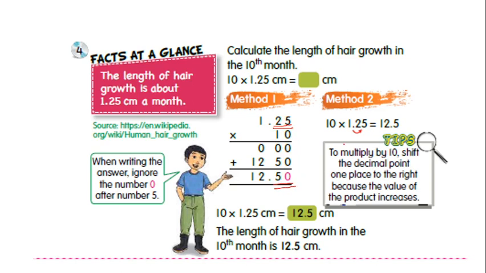Okay, or you can use the second method. Okay, simple method. Tips here: to multiply by 10, shift the decimal point 1 place to the right because the value of the product increases. So if you multiply by 10, you can move the decimal point to the right by 1 place. So you will have 12.5 cm. Right?